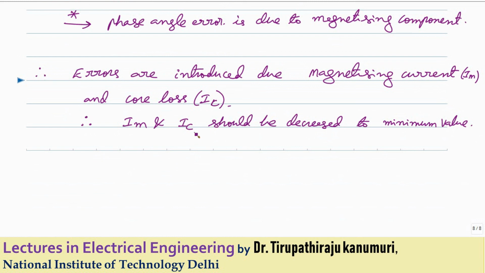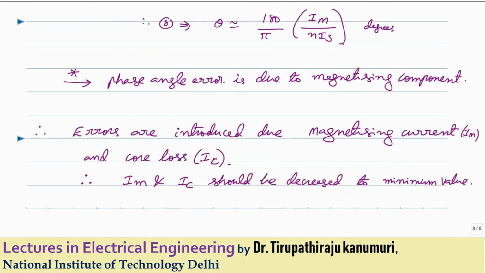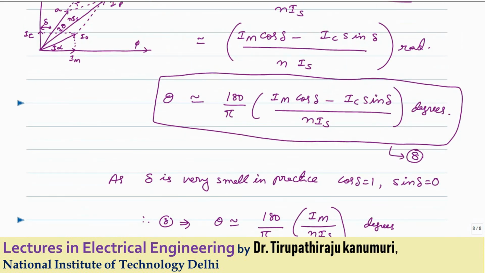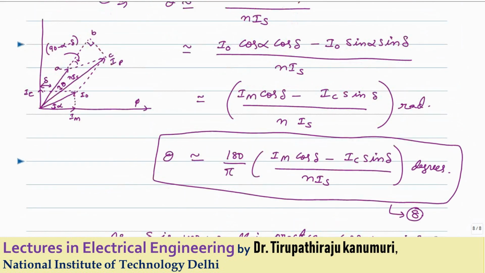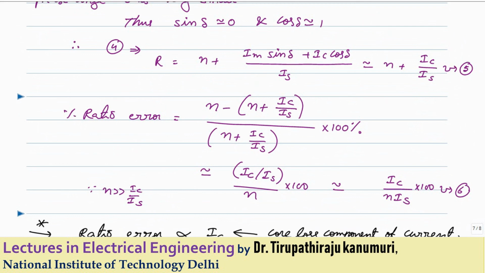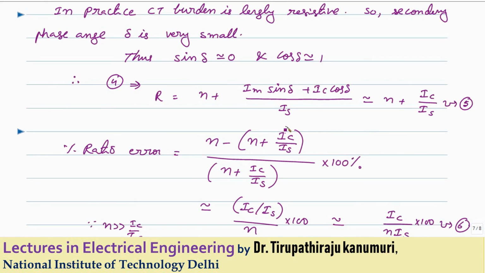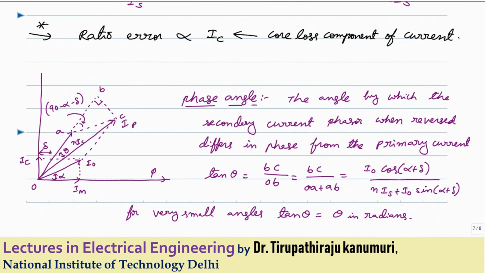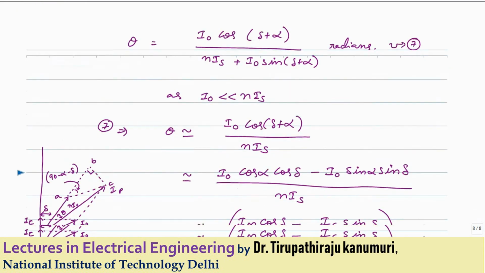So in practice, if you want to decrease the errors, what should I do? I have to decrease the terms Im and Ic. Even if you take the actual values, you can see theta is depending on Im and Ic. And in a similar way, the ratio error we got as Im sin delta plus Ic cos delta by Is. Again it is depending on Im and Ic.